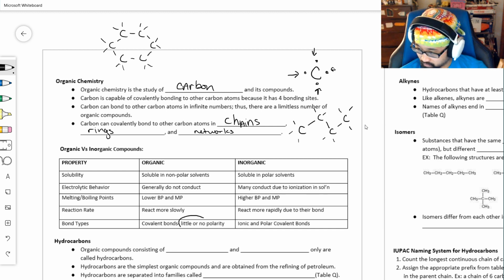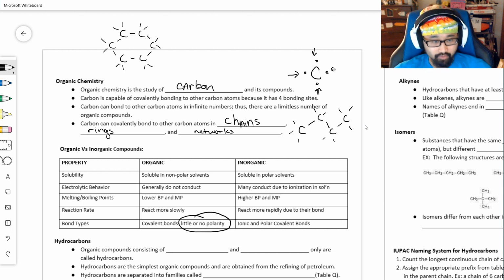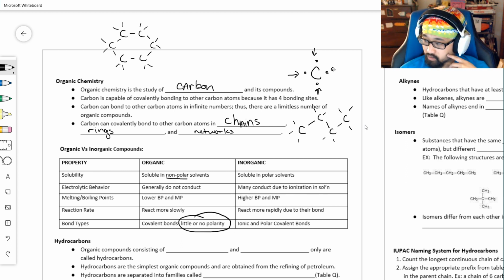This is like the biggest defining feature of most organic compounds, and that one that I just circled, little or no polarity in the bond, really leads to all of the other ones. The fact that it has no polarity means that it is soluble in nonpolar things. It has no polarity, so it will not conduct electricity because it's not positive negative. There's nowhere for charges to go.